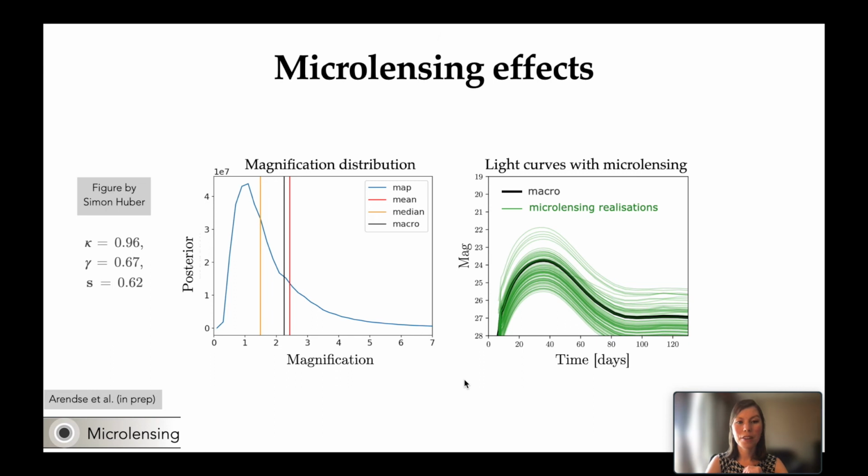So when we simulate lots of different light curves, as you can see on the right, we have the black line, which is the supernova light curve without any microlensing. And then the green lines correspond to different realizations of microlensing. And as you can see, the majority of them is actually a bit fainter.